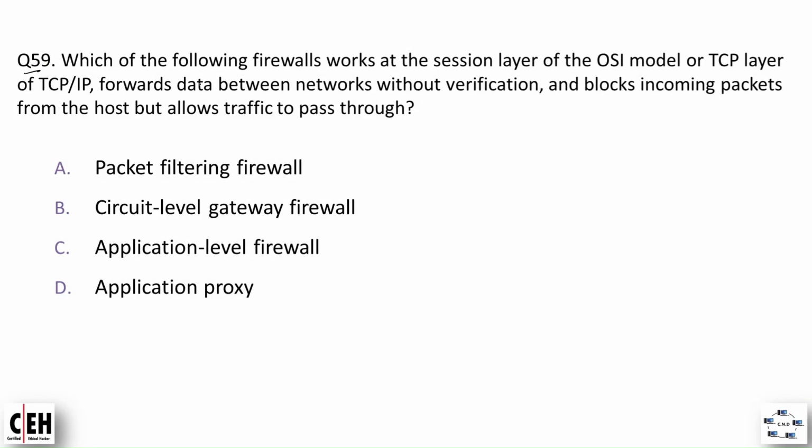Question number 59. Which of the following firewalls works at the session layer of the OSI model or TCP layer of TCP/IP, forwards data packets between networks without verification and blocks incoming packets from the host but allows traffic to pass through? Option A, packet filtering firewall. Option B, circuit level gateway firewall. Option C, application level firewall. And option D, application proxy. And the correct option is option B, circuit level gateway firewall.